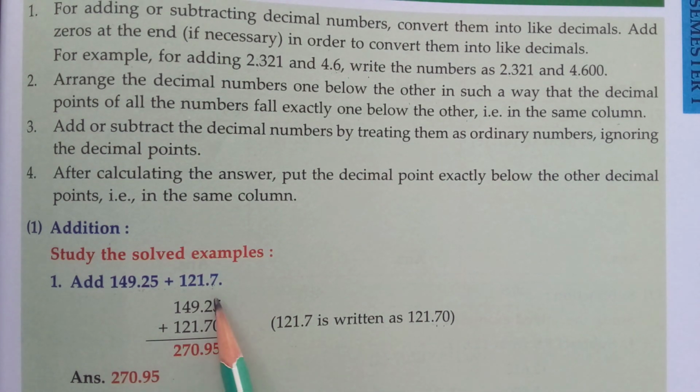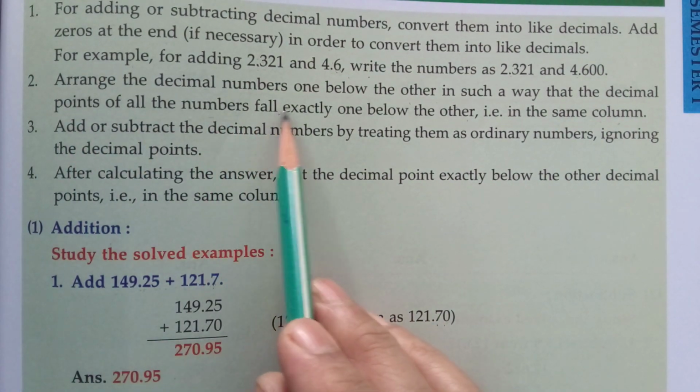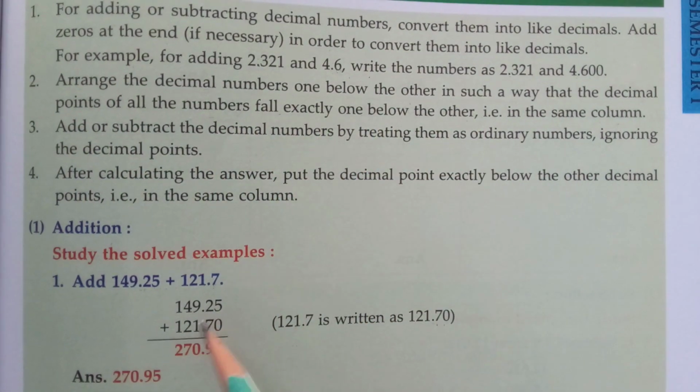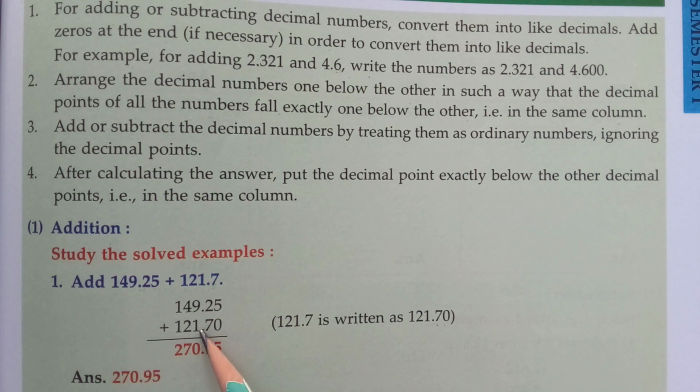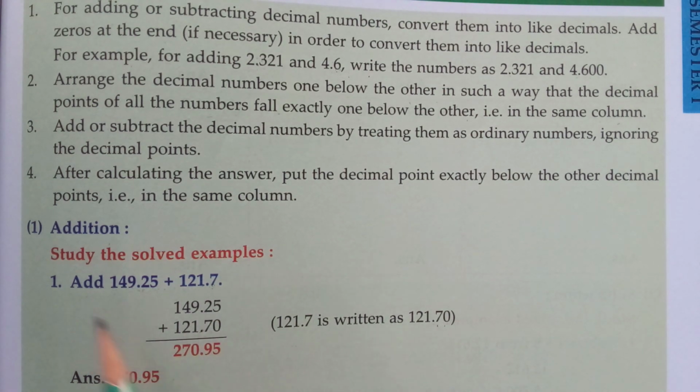So, now write the numbers in a column. How? The decimal points should be in a line. How to write in a column? In such a way that the decimal points of all numbers fall exactly one below the other. That means, the decimal point should come below the decimal point. Like that you should write. See here, so you should write like this.